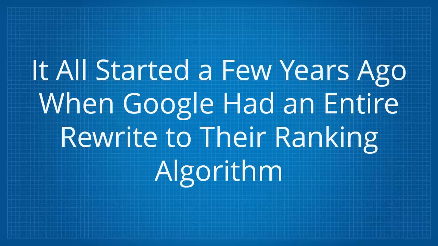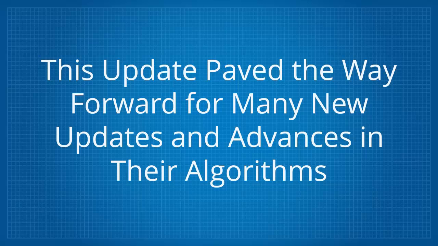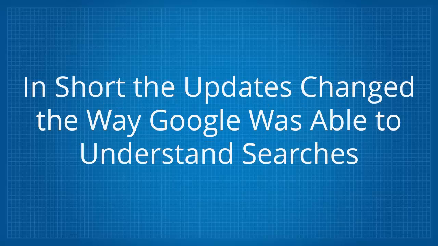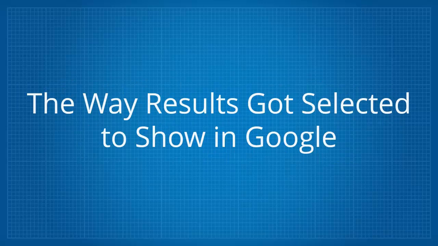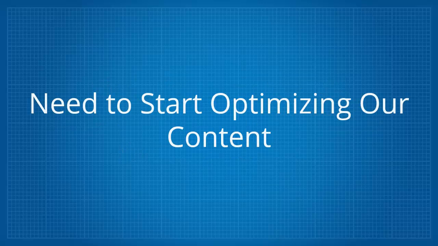It all started a few years ago when Google had an entire rewrite to their ranking algorithm. It was called Hummingbird. This update paved the way forward for many new updates and advances in their algorithms, one of which is known as Google Rank Brain. In short, the updates changed the way Google was able to understand searches, the way results got selected to show in Google, and the way we, as webmasters, affiliates, and content writers, need to start optimizing our content.